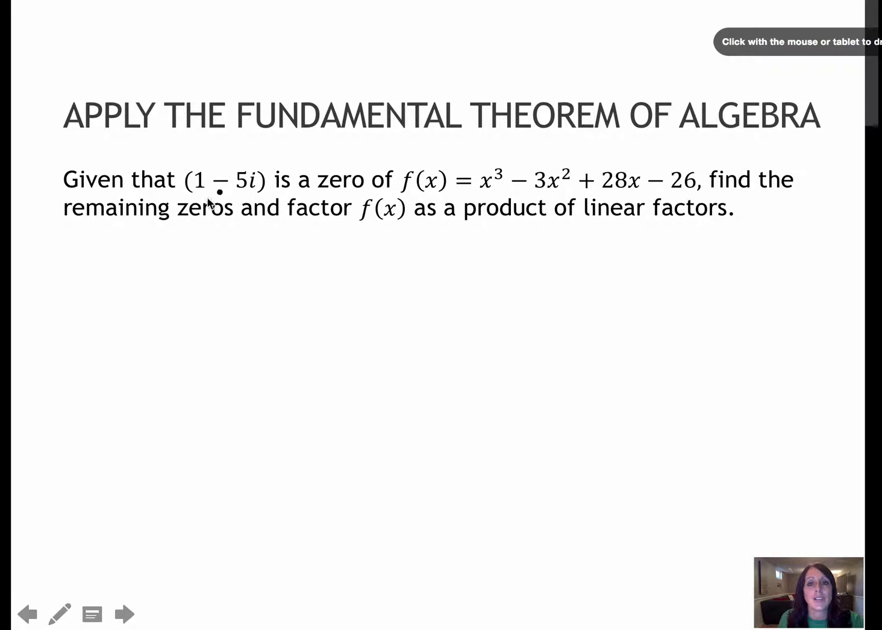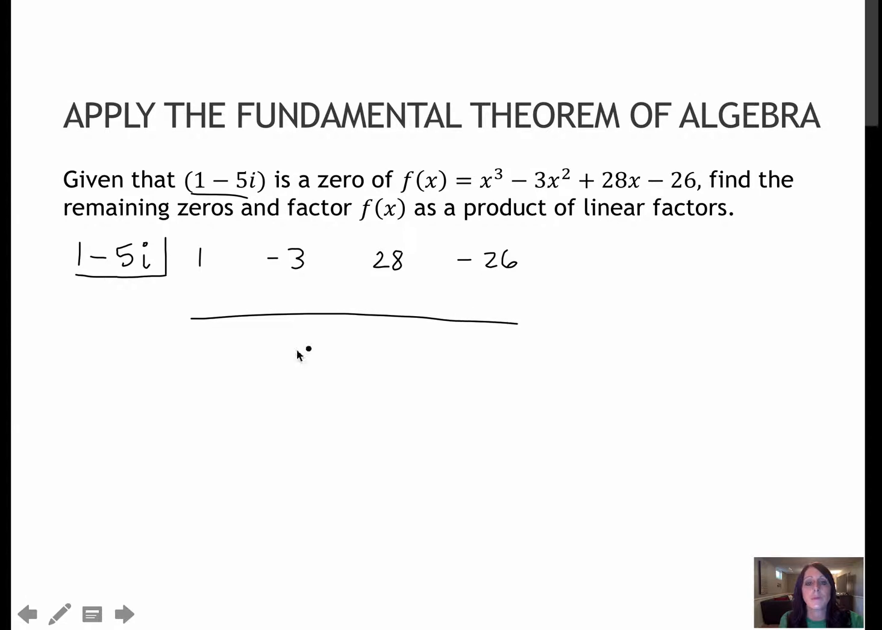In this question, it tells us that 1 minus 5i, which is a complex number, is a zero of our function. So I'm going to use that in synthetic division with my coefficients of 1, -3, 28, and -26. Now this is going to get a little bit ugly because of course I'm going to bring down my 1, but when I multiply, I'm multiplying by both terms, which gives me 1 minus 5i. Now the real part can combine with the real part of -3, so -3 plus 1 is -2.